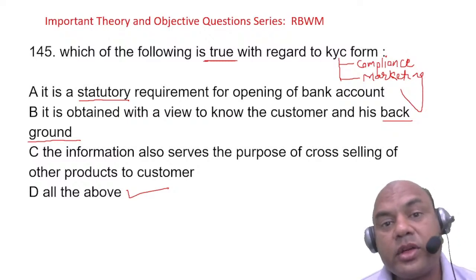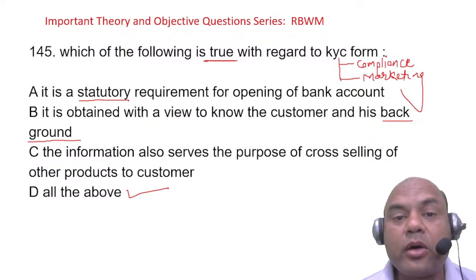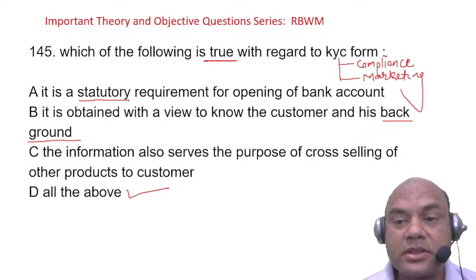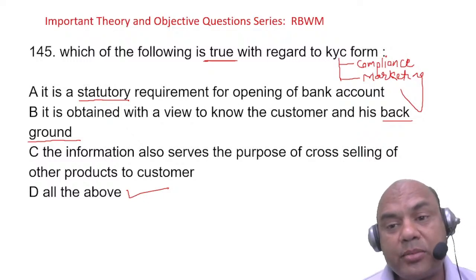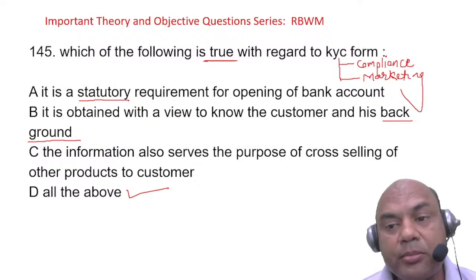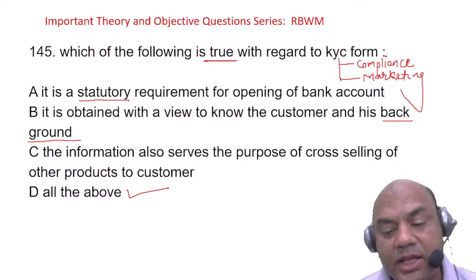So if a 10,000 EMI is possible, it means what? How much loan can be given? What type of loan can be given? That's what the bank thinks, and that's the marketing part. That's why KYC form is used for both compliance and marketing. So the answer is D, all of the above.